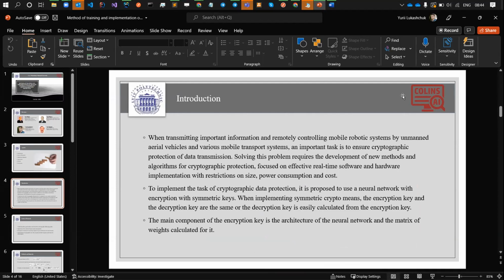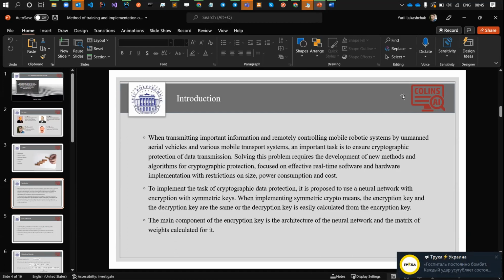When transmitting important information and remotely controlling mobile robotic systems by unmanned aerial vehicles and various mobile transport systems, an important task is to ensure cryptographic protection of data transmission. Solving this problem requires the development of new methods and algorithms for cryptographic protection, focused on effective real-time software and hardware implementation with restrictions on size, power consumption, and costs. One way to meet such requirements is to use auto-associative neural networks of direct propagation, which are trained on the basis of the principal components method. A feature of such neural networks is the ability to pre-calculate weights and use them to implement cryptographic protections.